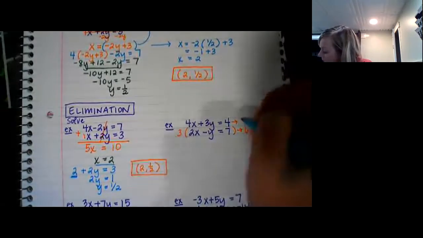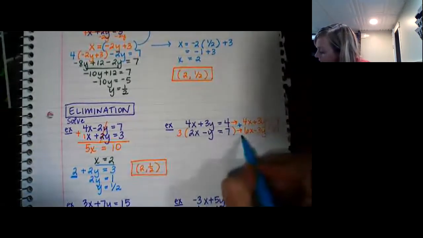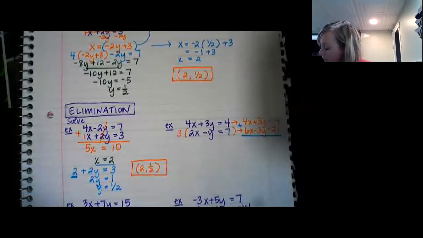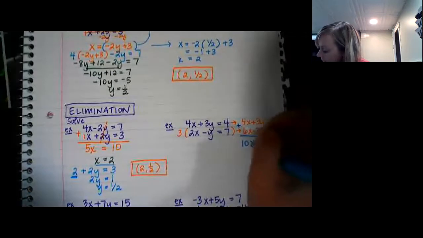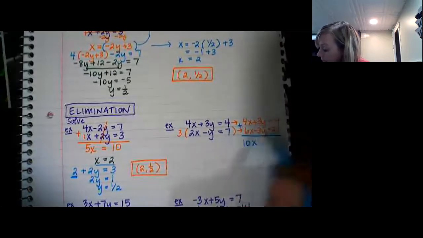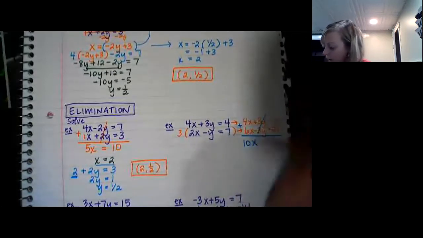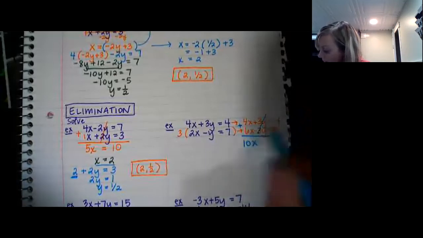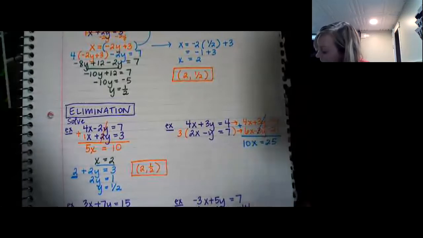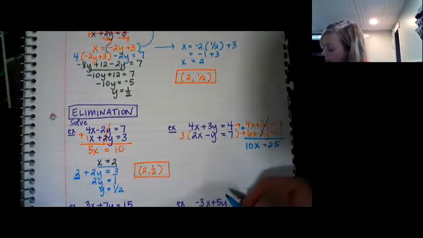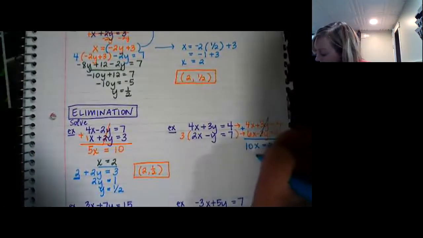So now I've got the opposites that I want. So I'm going to go ahead and add my equations together. 4x plus 6x gives me 10x. 3y plus negative 3y gets eliminated. And 4 plus 21 gives me 25. And then from here, again, I'm going to divide by 10.